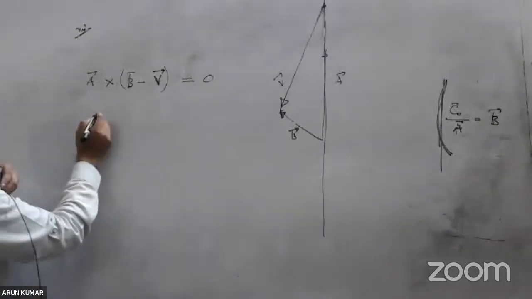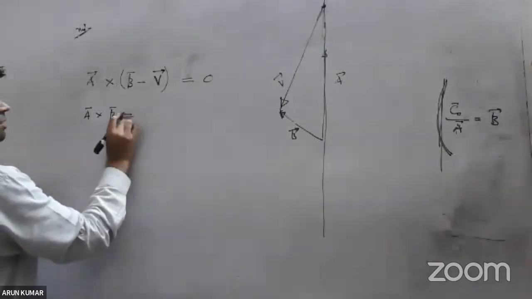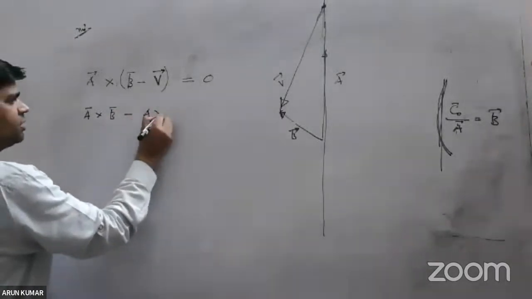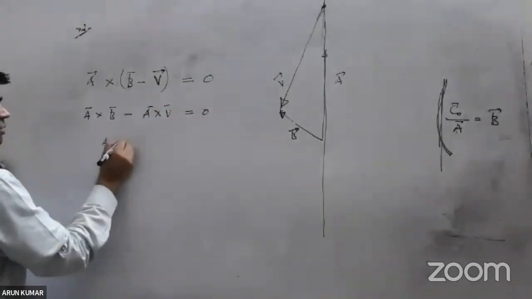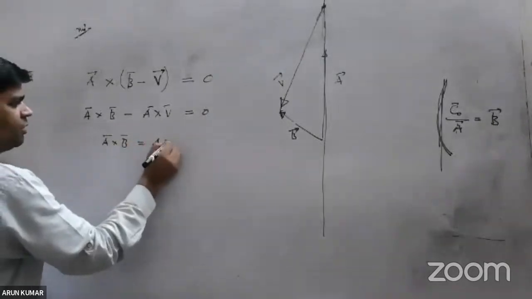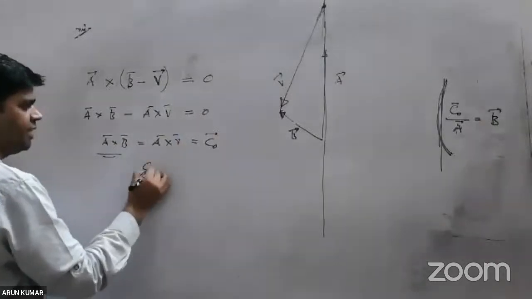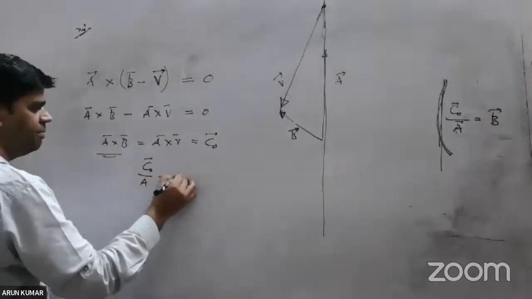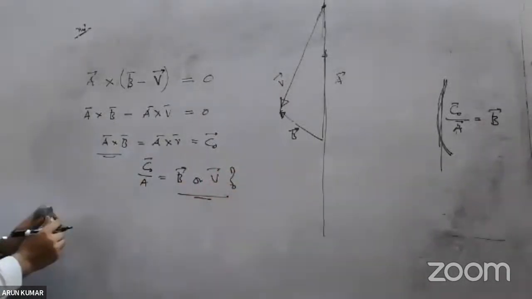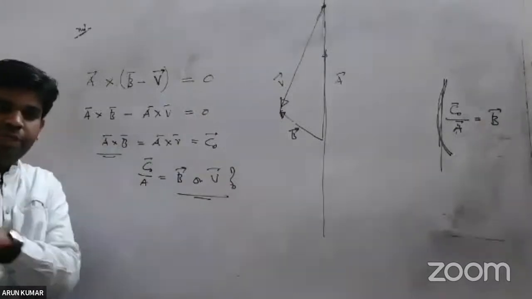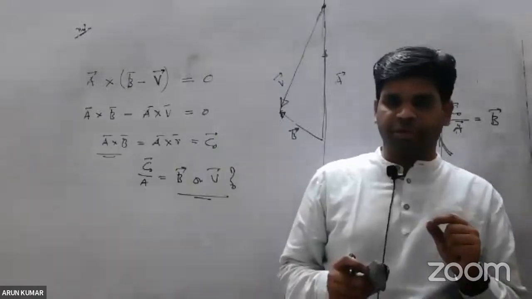Now I'll distribute it, using the distributive property. A cross B minus A cross V equal to 0. So A cross B is equal to A cross V. But I know A cross B is nothing but C bar. So if I write C bar by A bar, I'm getting B bar, or is it V bar? So I'm getting an ambiguity here. So there's no unique solution to this. There's no unique answer to this one. There's no unique answer to division of vectors.